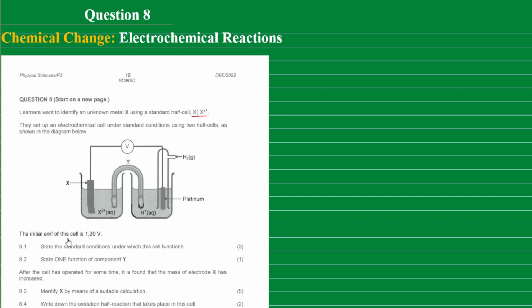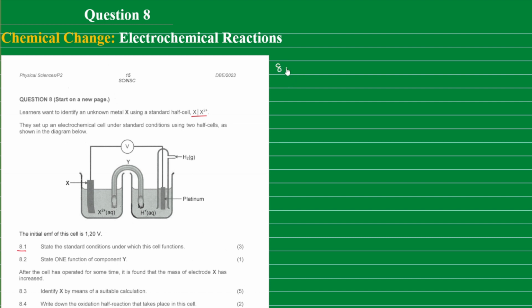The initial EMF of the cell is 1,20. So the E standard for the cell is 1,20. State the standard conditions under which the cell functions. Now this is something that we just need to remember. It will be given in your notes.